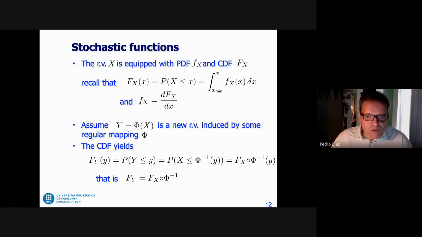So now the question we want to deal with is, imagine that y, a new random variable, is the image by a mapping phi of x. And assume for a moment that phi is a regular mapping, so it's invertible, it's bijective. So it's very easy to characterize the cumulative distribution function of y by the usual definition, and you conclude, assuming that phi is a mapping, that capital F_Y is capital F_X composed with the inverse of phi.